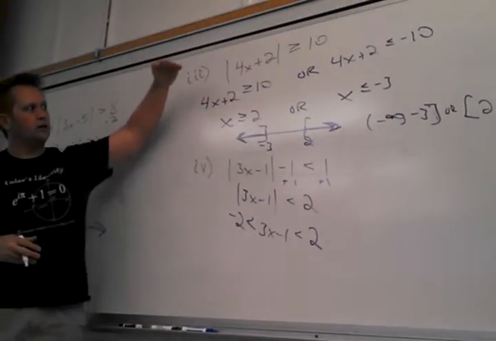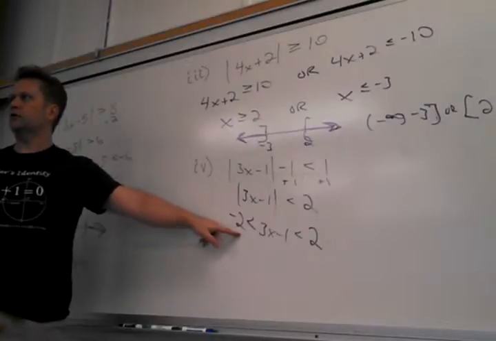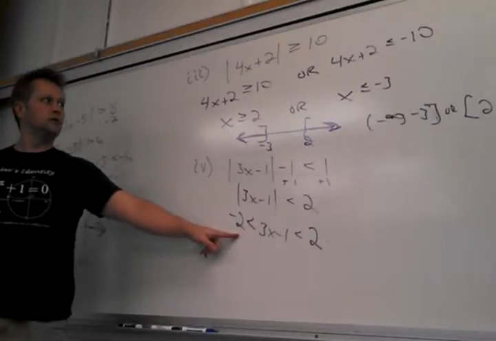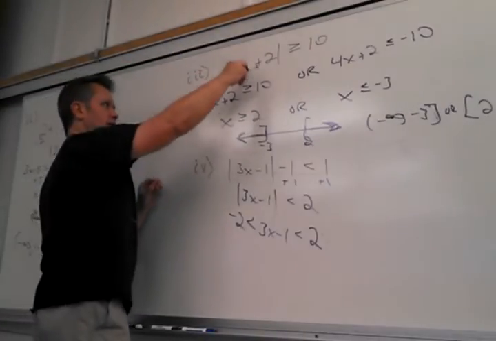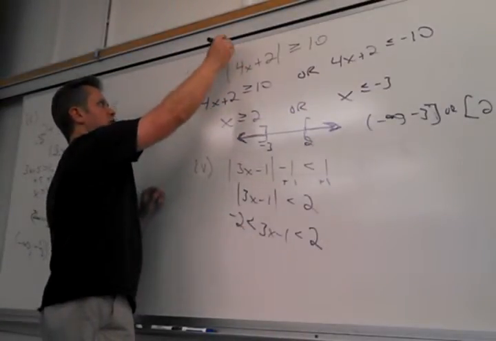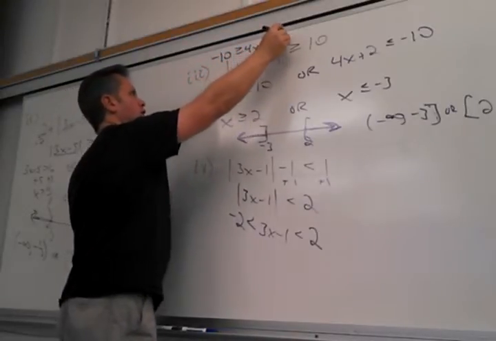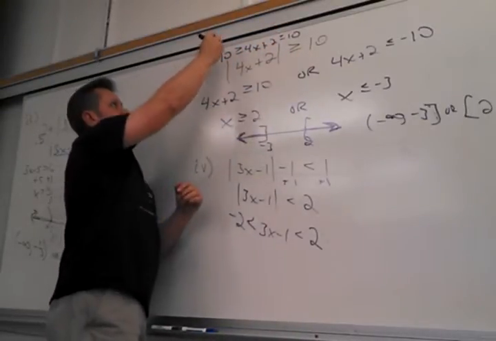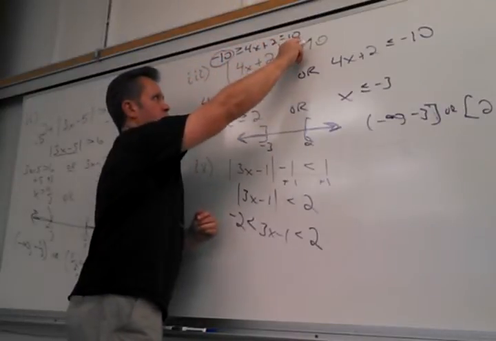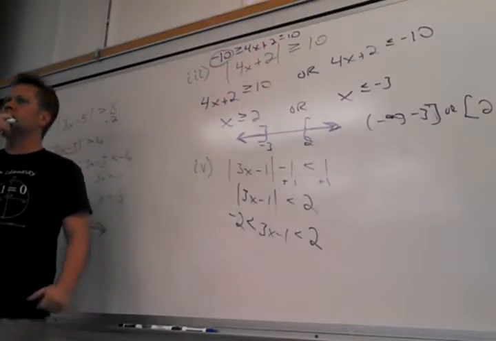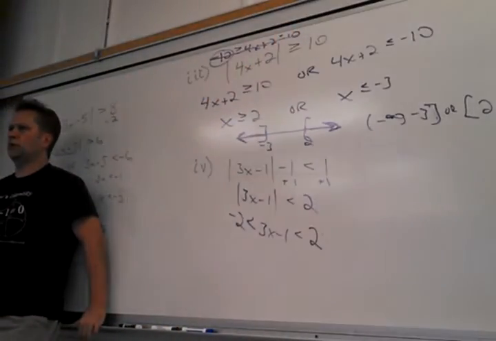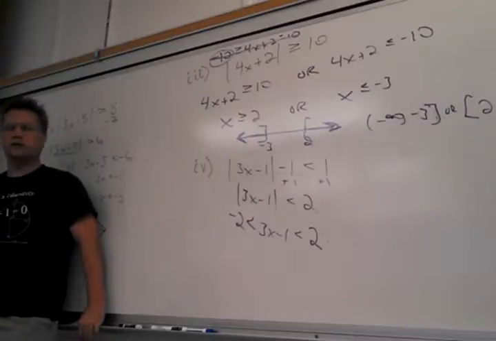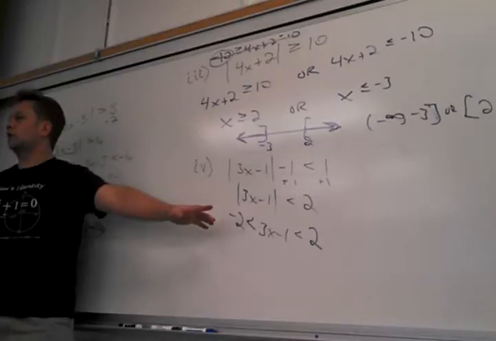Another big mistake is when people try to write this like that, and that doesn't make any sense. I want you to understand why. If you try to write this like that, it would come out like negative 10 greater than or equal to 4x plus 2, greater than or equal to 10, right? See how this says negative 10 is bigger than 10? Don't write that, because it's bad. Negative 10 is not bigger than 10.